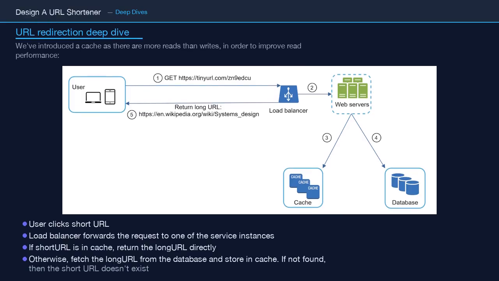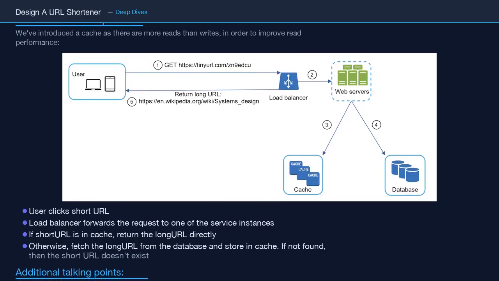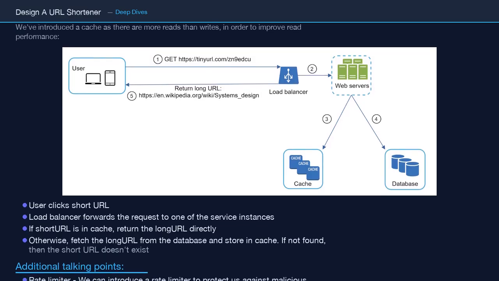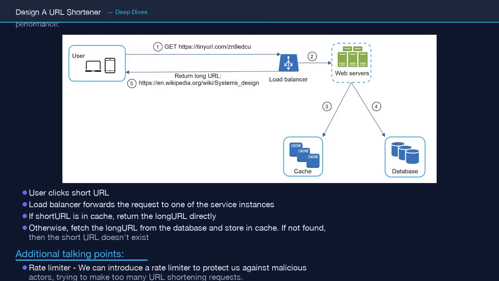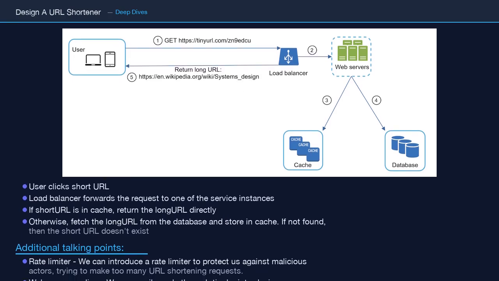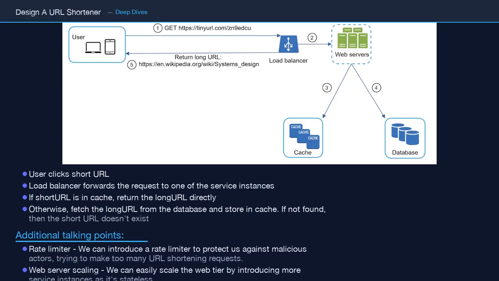There are also a few additional talking points worth covering. A rate limiter is a good addition to protect against malicious actors who might try to flood the system with shortening requests. On the web server side, scaling is straightforward because the service is stateless, you can just add more instances behind the load balancer.